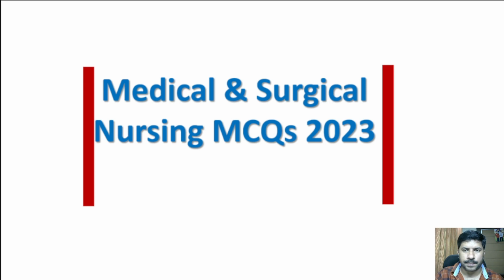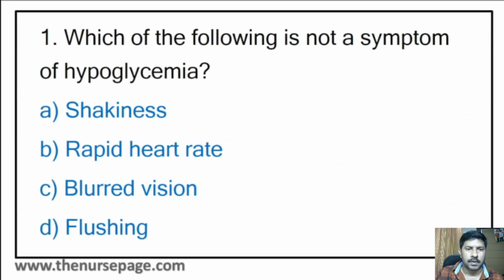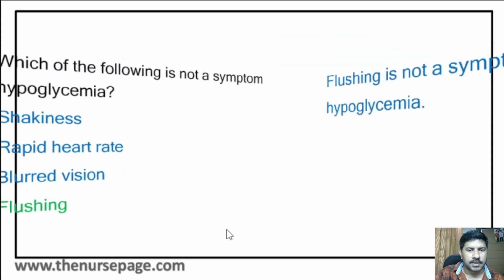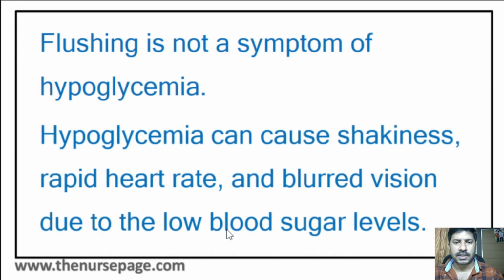First question: which of the following is not a symptom of hypoglycemia? Shakiness, rapid heart rate, blurred vision, flushing. Correct answer is flushing. Flushing is not a symptom of hypoglycemia. Hypoglycemia can cause shakiness, that is tremor-like feelings, rapid heart rate, that is tachycardia, and blurred vision due to the low blood sugar levels.